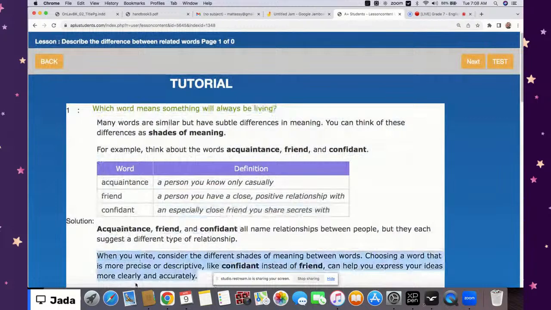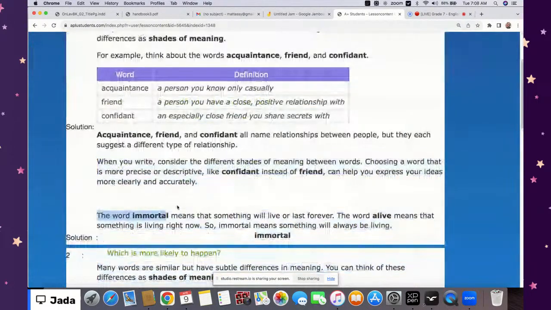And immortal means that something will live or last forever. Of course, immortal, they're going to be existing forever. But alive, you just say, oh, she's alive. That means she's just alive for now. She might die tomorrow or he might die tomorrow. You can never tell. Okay? So that's actually what shades of meaning means.